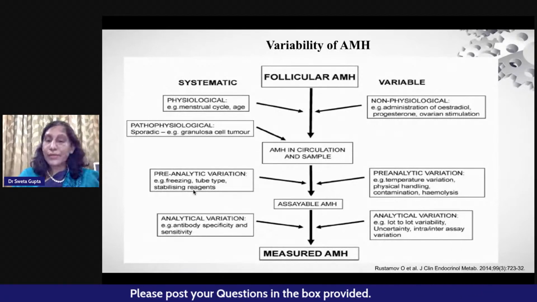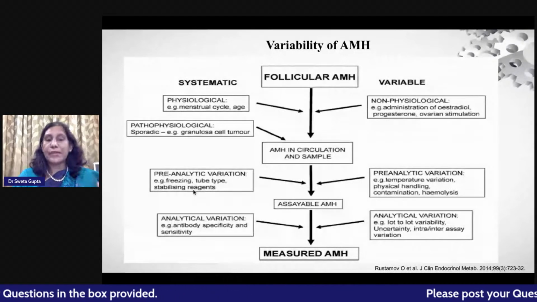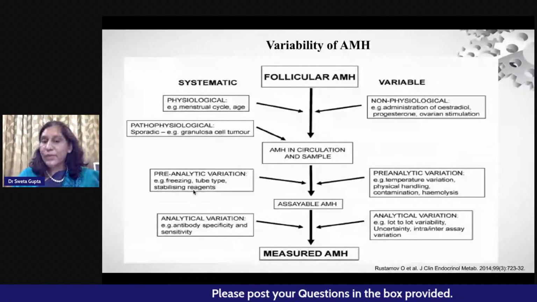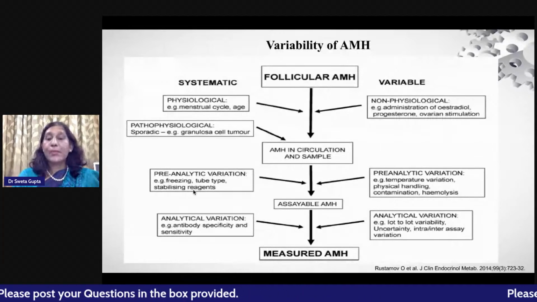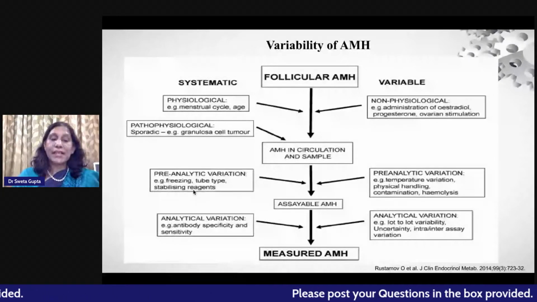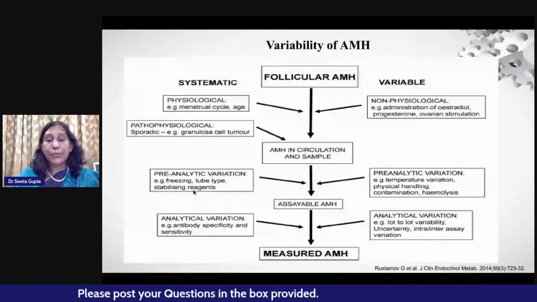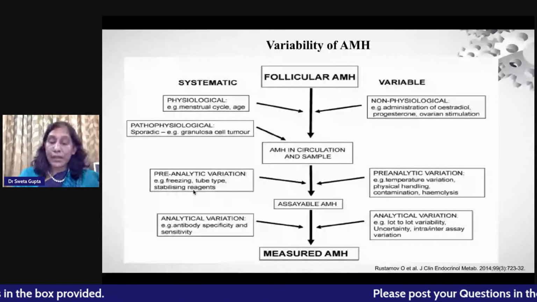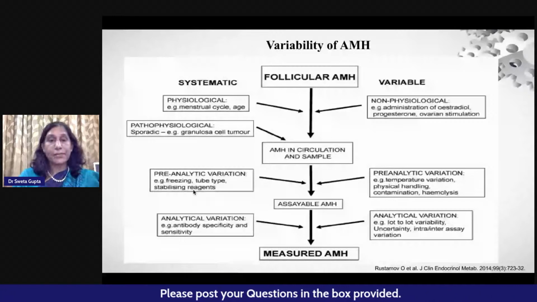Variation could be because of the AMH in circulation and the sample we take, whether it's the freezing technique, the tube type, the stabilizing reagent we add, temperature variation, physical handling, contamination, or hemolysis. Then there is how we assay AMH. There could be antibody specificity and sensitivity, so analytical variation. There can be lot to lot variability, uncertainty, intra and inter assay variation, and variation in how we actually measure the AMH.